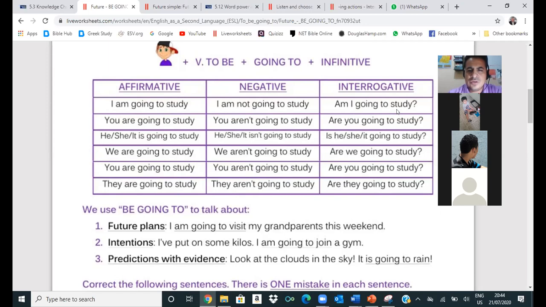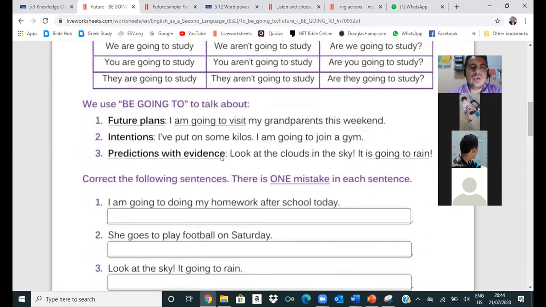Solo que ahí me estoy hablando yo, me estoy preguntando yo. You are going to study. You aren't going to study. Are you going to study? Okay. Very good. So, why do we use going to? Aquí hay otra explicación. Future plans. Be careful: future plans that you already decided on. Algo que ya decidiste.